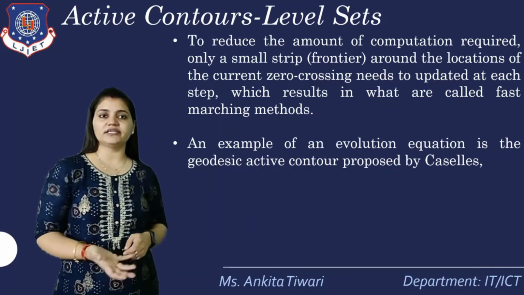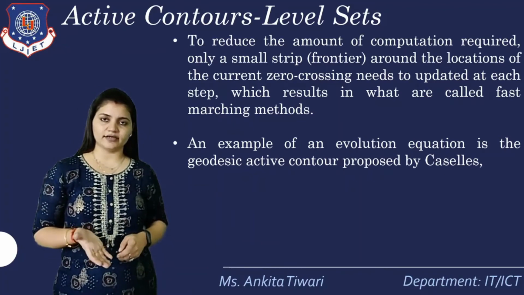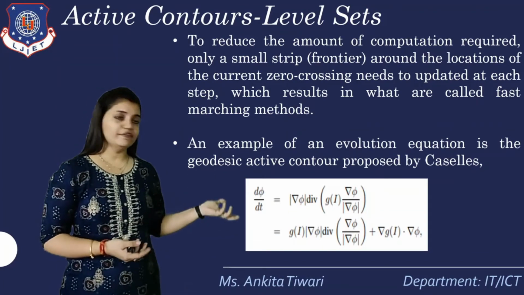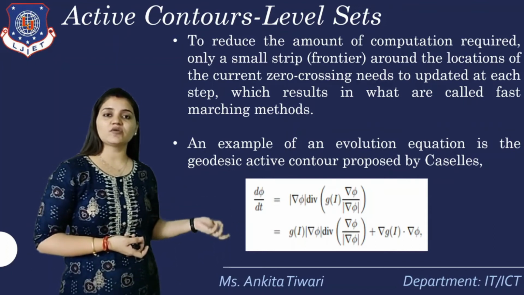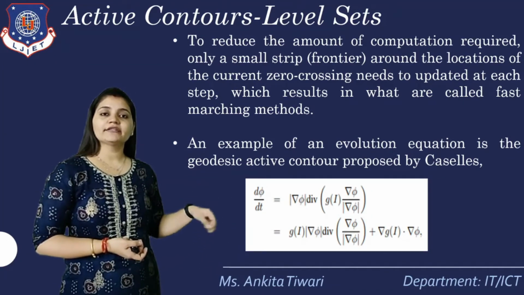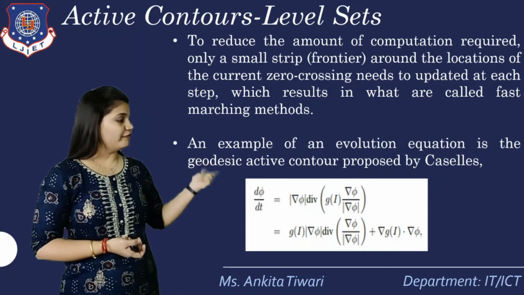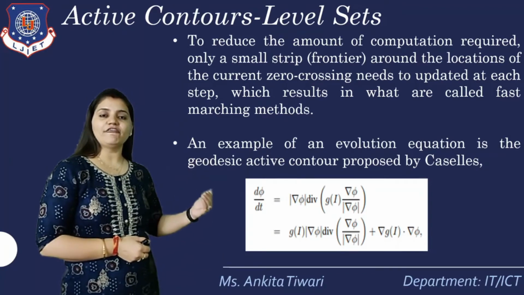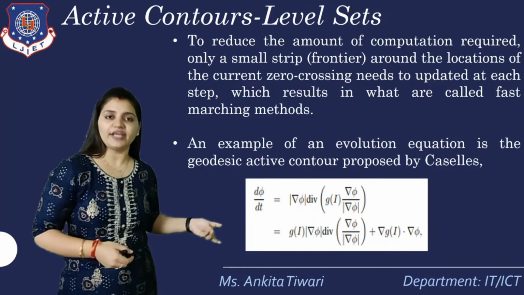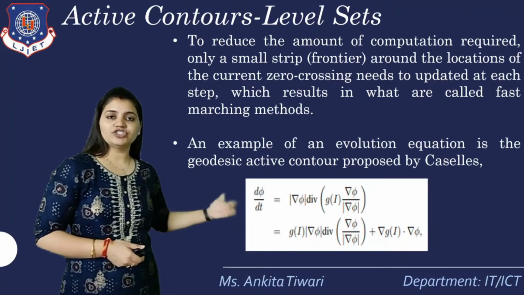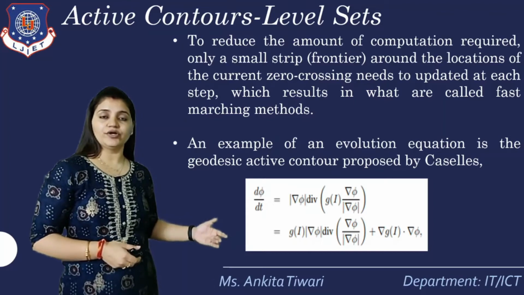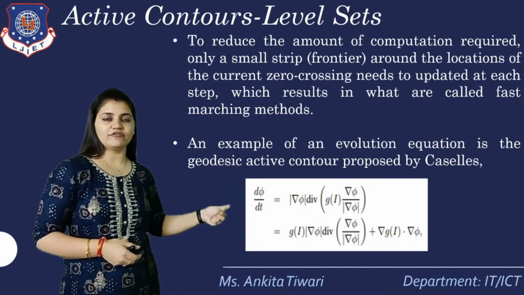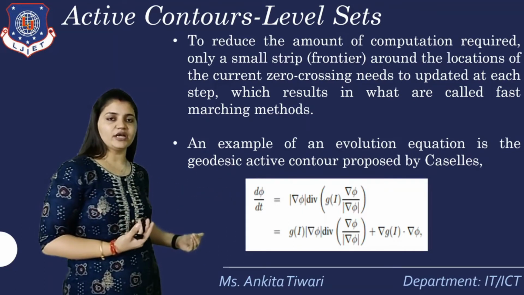An example of this evolution equation is the geodesic active contour proposed by Caselles, as we can see here: d phi by dt equals the divergence of g of I, delta of phi upon modulus of delta of phi. We replace the delta of phi with g of I, because the gradient is defined. So g of I times delta of phi will be multiplied with the gradient also, and the divergence operator stays with respect to g of I upon modulus of phi. So g of I comes outside.